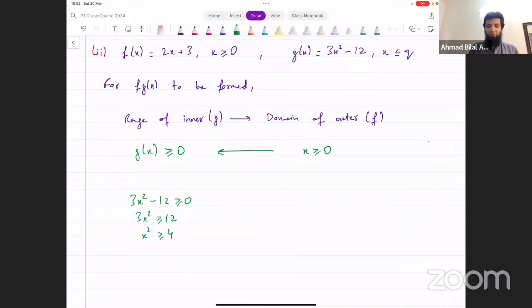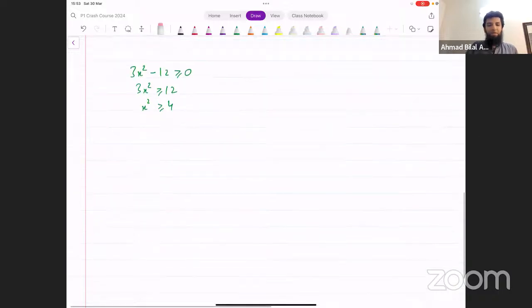So what did we do? We said for fg of x to be formed, the range of the inner function, all of that should be part of the domain of the outer function. What's the range of the inner function? It's g of x. What's the domain of the outer function? It's x greater than or equal to 0. We knew that already from the question. So from that, we figured out that the range of the inner function should also be greater than or equal to 0 at a minimum. And that gives us g of x greater than or equal to 0. That means 3x squared minus 12 should be greater than or equal to 0. Now we can find the values of x from this.